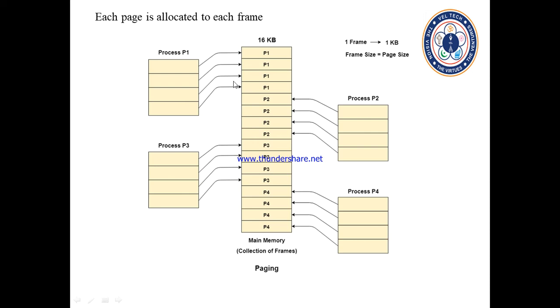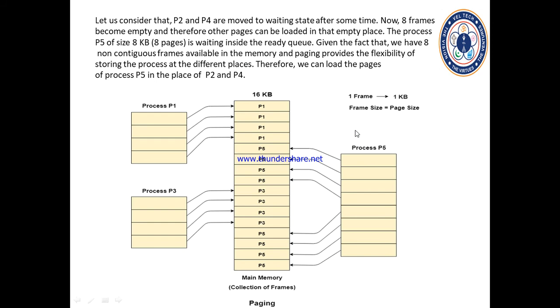After a particular time, processes P2 and P4 finish their execution. They leave the memory, so the space of both P2 and P4 in main memory is now empty. Next, at some point, process P5 arrives. P5 is a large process and it consists of 8 pages.